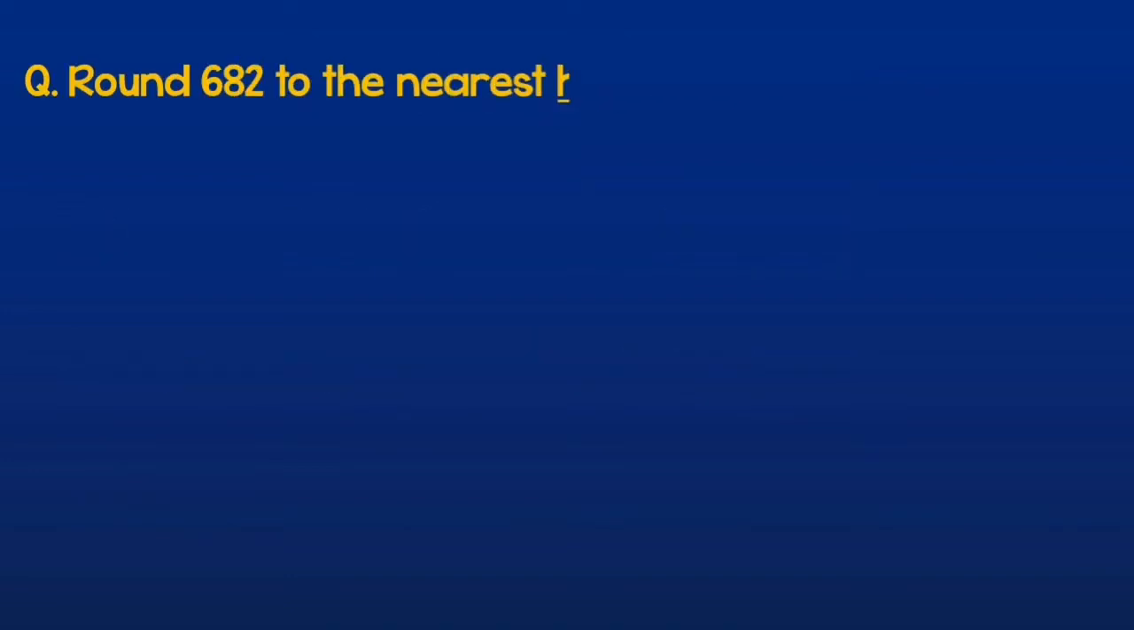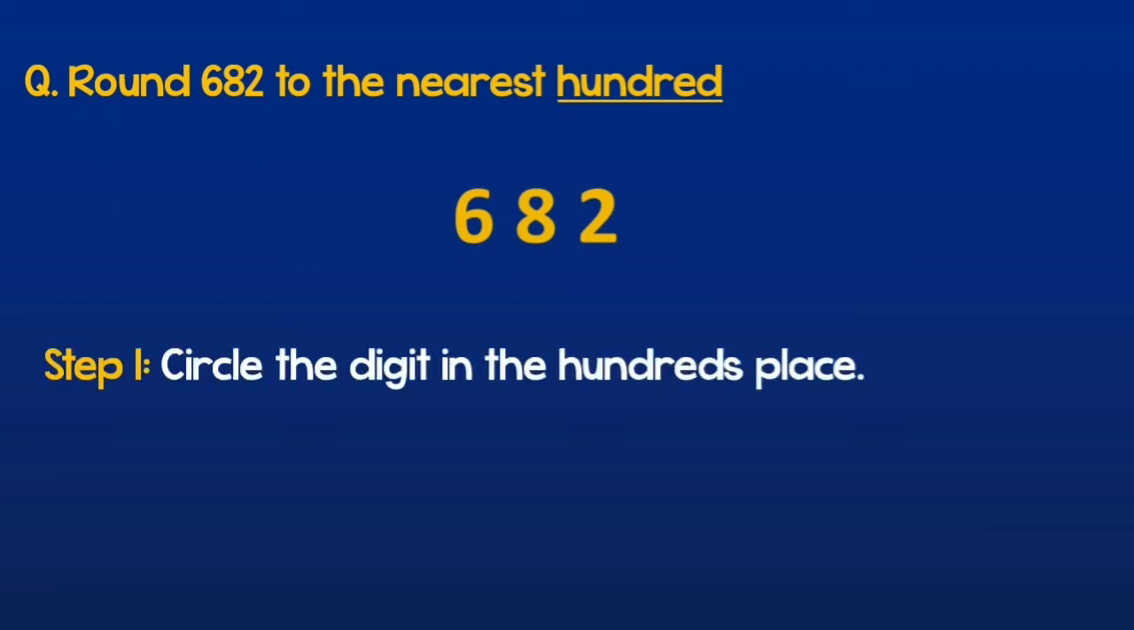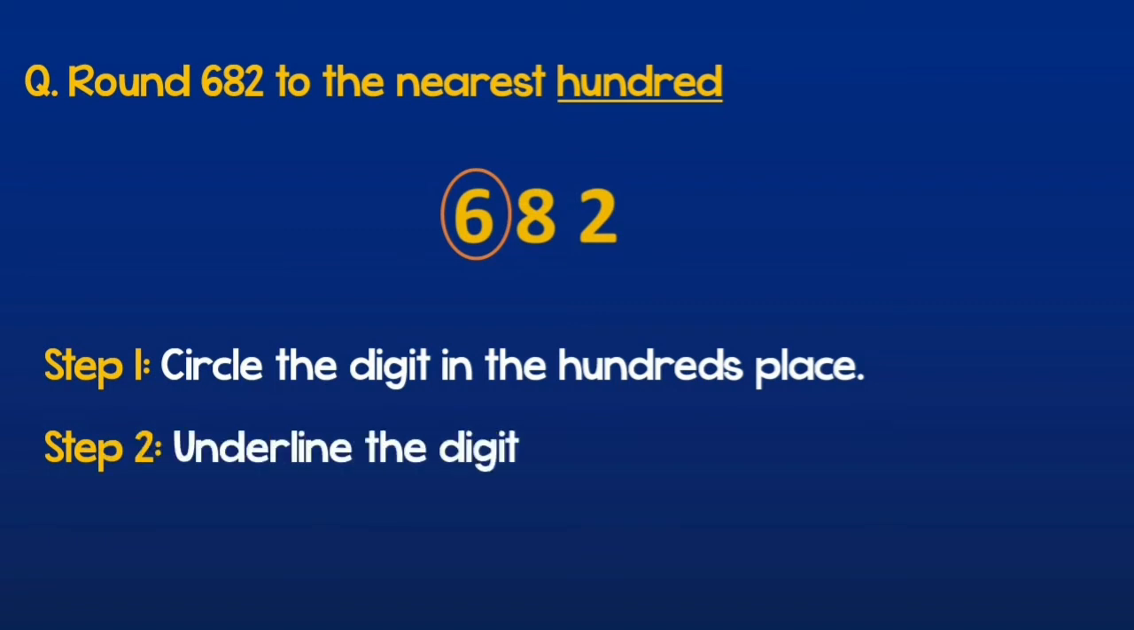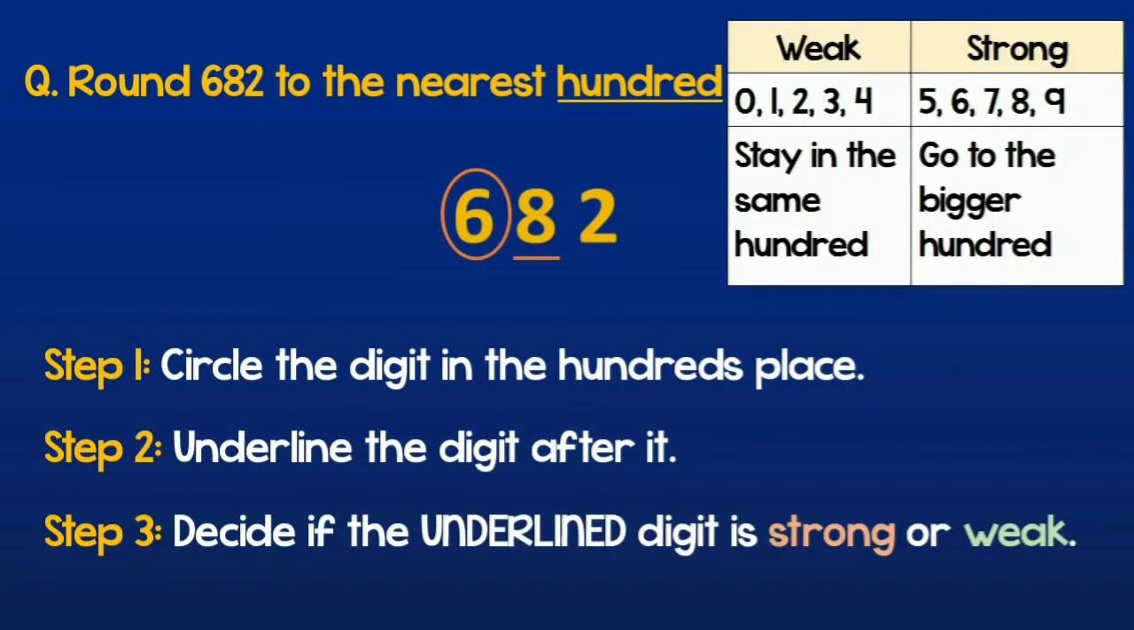Round 682 to the nearest 100. Let's see how we would solve this question in math. Now, step number 1, circle the digit in the hundreds place. Remember, I'm rounding to hundreds. Step number 2, underline what is after. Step number 3, decide if the underlined digit is strong or weak. Now, the underlined digit is 8, and from this table, 8 should be a strong number.